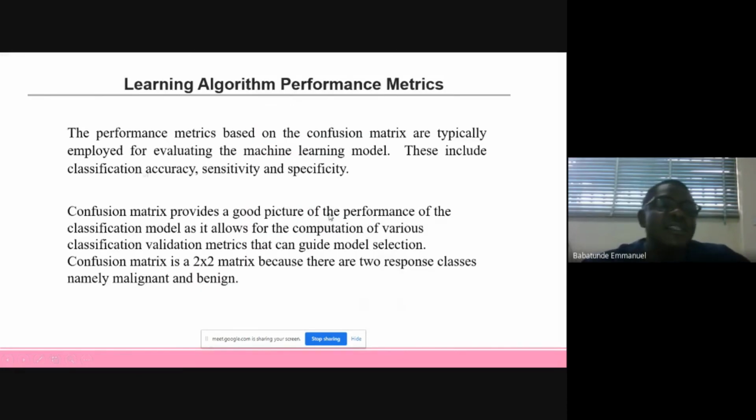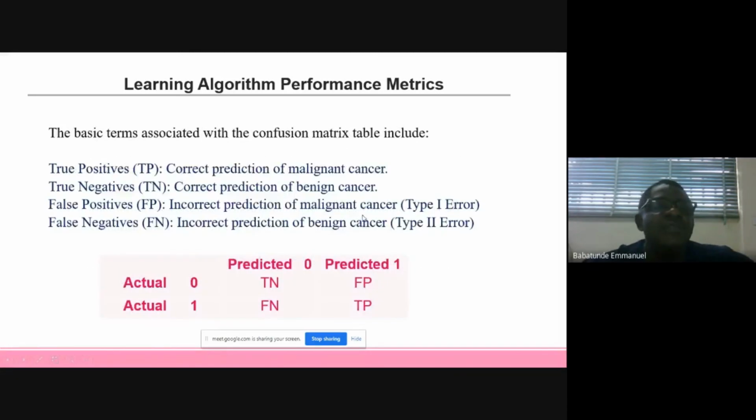Okay, so having done that, we need performance metrics. We need to measure the performance of our prediction, the accuracy of our prediction. Typically, in evaluating a machine learning model, classification accuracy, sensitivity, and specificity are the performance metrics used to measure the accuracy of our model. So the confusion matrix is a matrix that is used to help compute all these validation metrics. Let me go ahead and try to explain a little further.